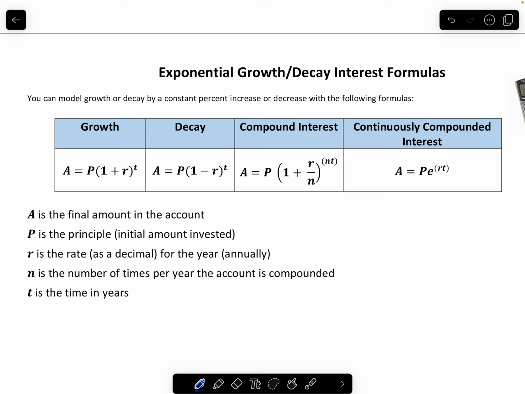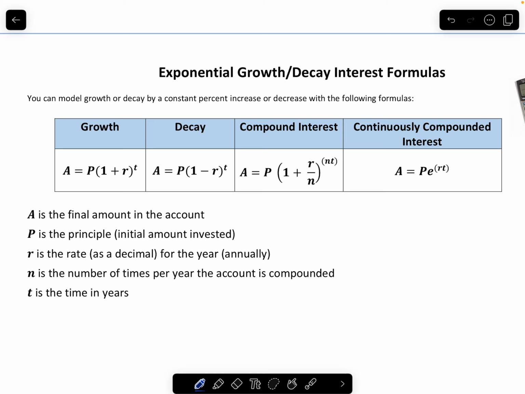continuously. Now, you are probably not going to find any banks that give you interest that compounds continuously, but that formula is very important for other things that do grow continuously or decay continuously, such as any carbon-based compound or bacteria. Let's just go through all the letters here and see what they all stand for.